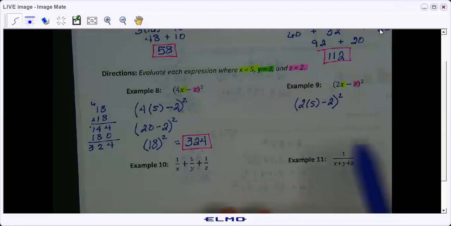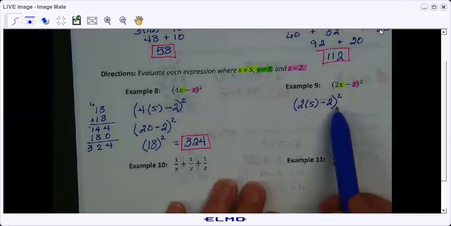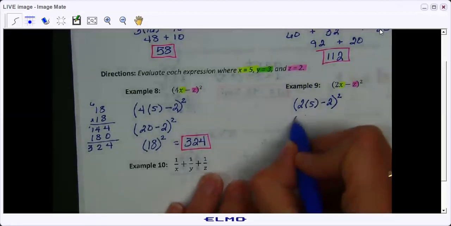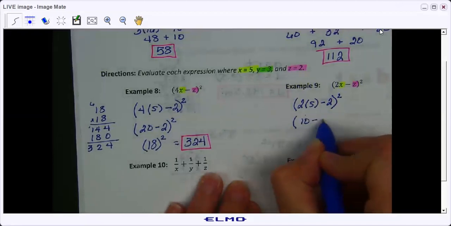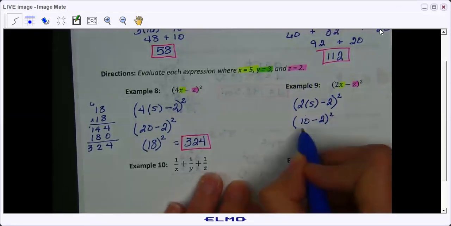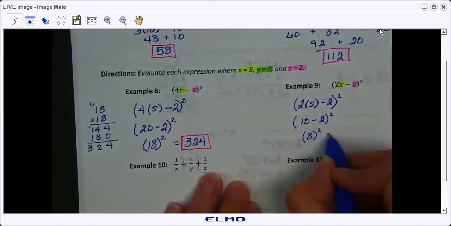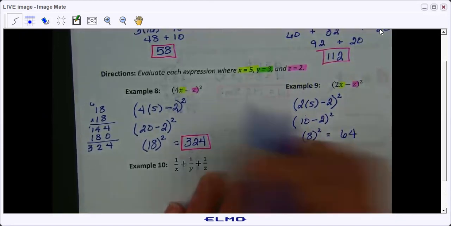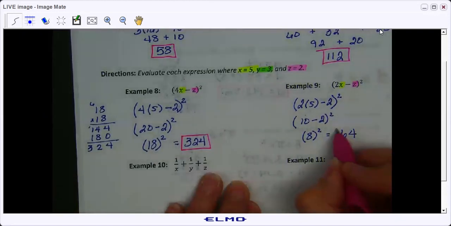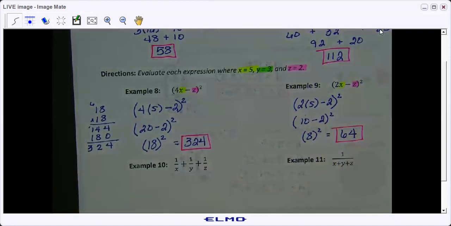Okay, for number 9, this is how you should have written it out. And now I'm going to start solving it. So 2 times 5 is 10. 10 minus 2 is 8. And 8 squared is 64. Any questions on that? If you didn't get it right, go ahead and check your work real quick.